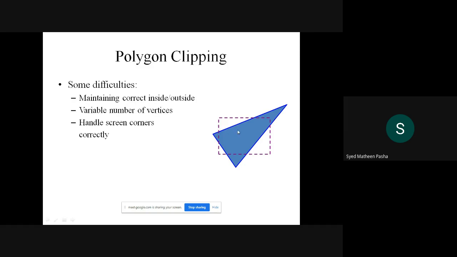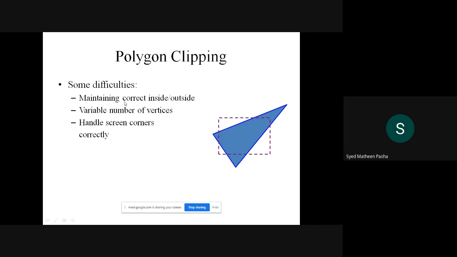Variable number of vertices: the vertices change once you start clipping. And then handling screen corners correctly. This is one of the most important difficulties in polygon clipping. Whatever screen you want to display as an output, the corners cannot be correctly fit with respect to that polygon. Check out here, there are different corners with respect to polygons. I can define them easily, but once it is clipped, I cannot find the corners or edges of that polygon inside the window. So that is one of the disadvantages of polygon clipping.